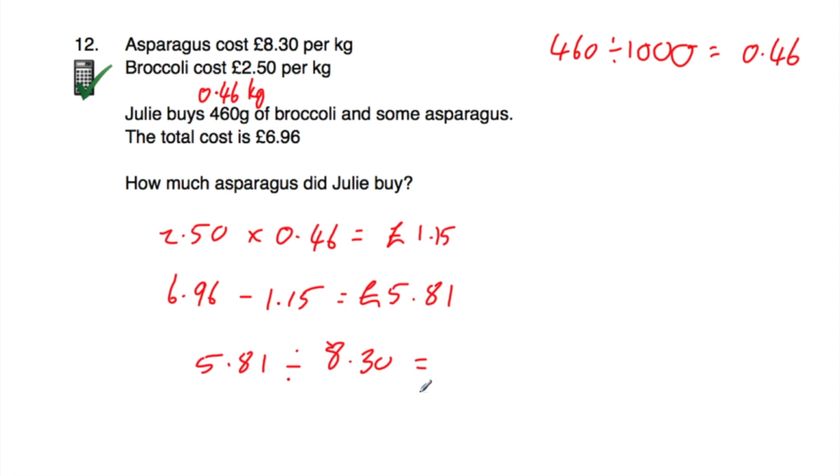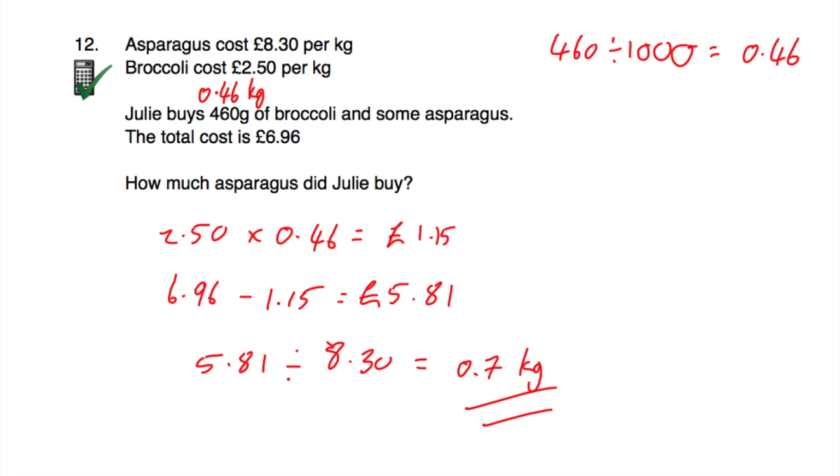So if we do £5.81 divided by £8.30, that's equal to 0.7. So that means that she bought 0.7 kilograms of asparagus, and that's it. So how much asparagus did Julie buy? 0.7 kilograms, or 700 grams.